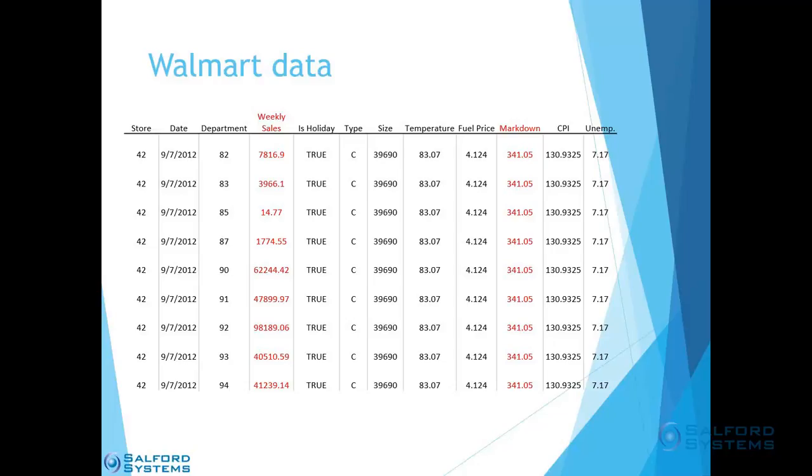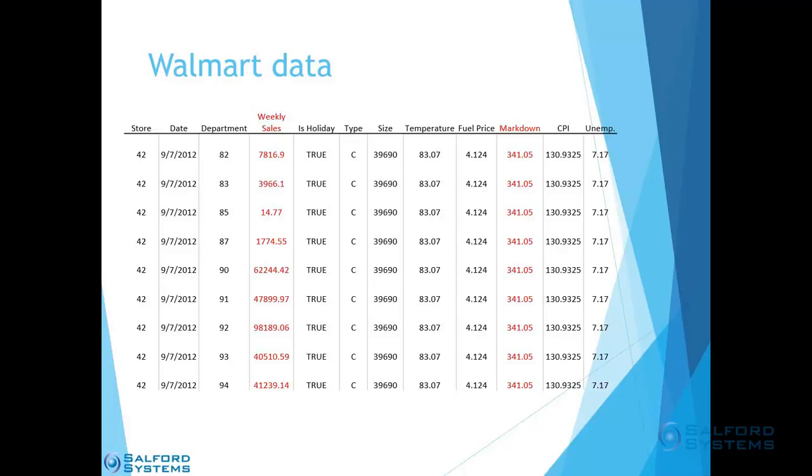We have store type, which can be either A, B, or C. And for privacy reasons, Walmart did not release some of the variable definitions, so we're not actually sure what A, B, or C corresponds to. We have the size of the store, the temperature on the day that the weekly sales were recorded, the fuel price, and then in red we have an example of markdown.